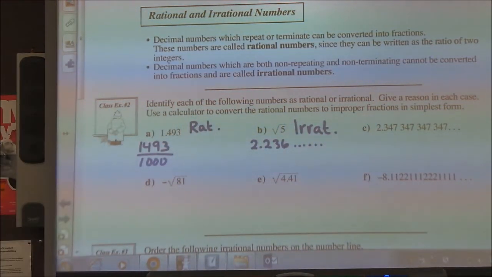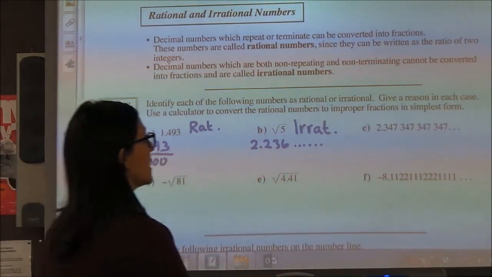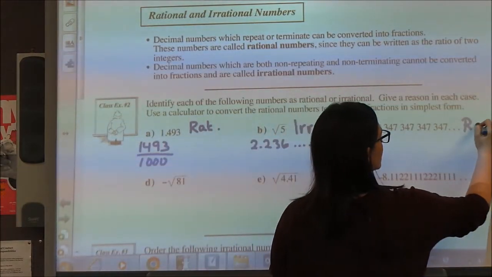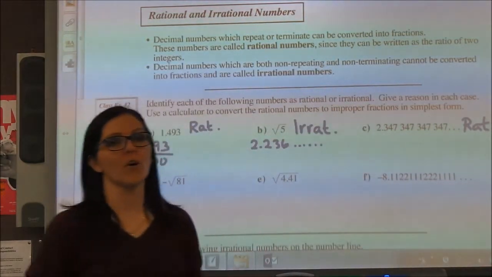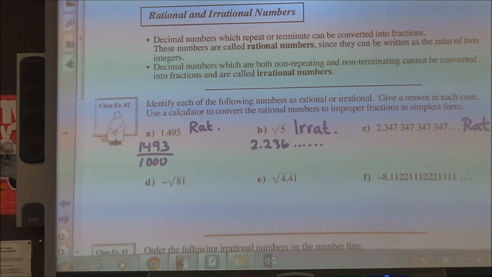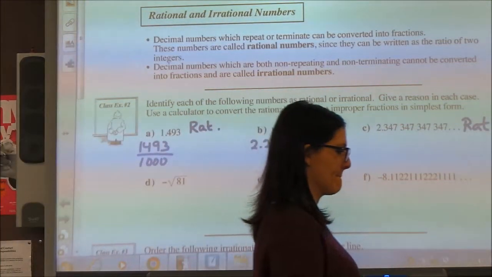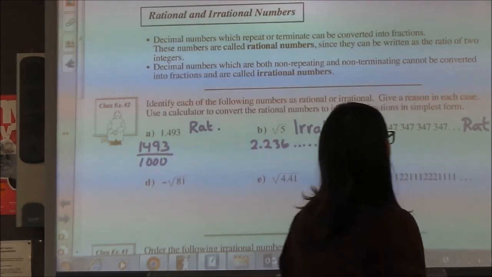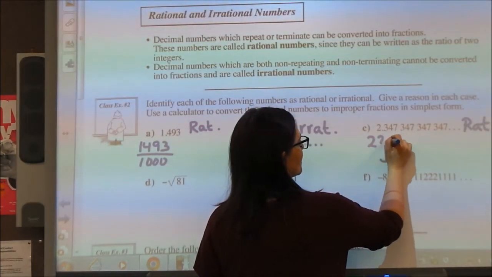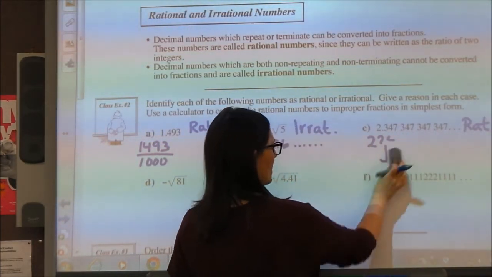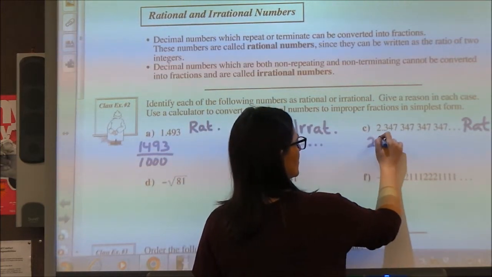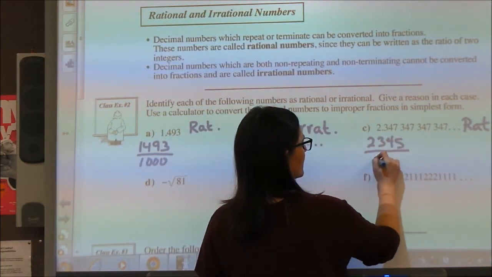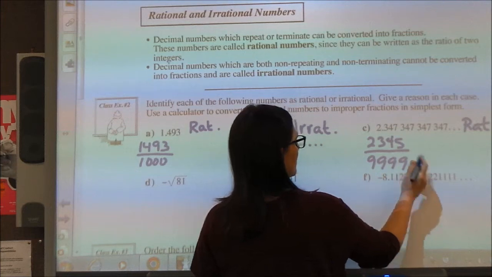What about 2.347347347347347? It's repeating, so it's rational. And if you put this into your calculator and do the math frac, what do you get for a fraction? 2345 over 999. Try that again.